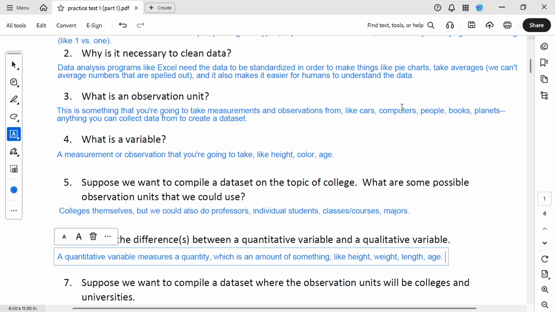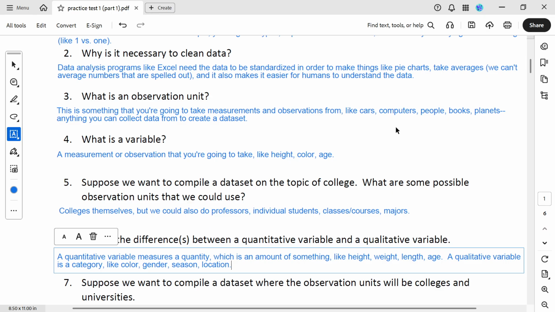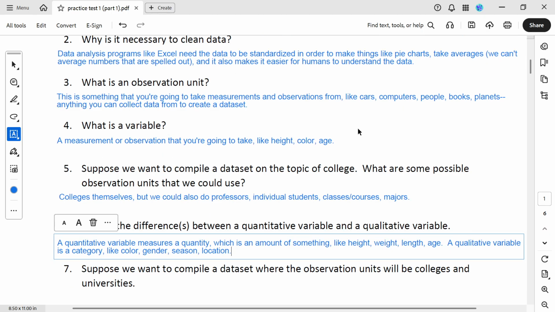Yeah, things like this. So a qualitative variable is a category, or it categorizes our units, like color, gender, season, like everybody's favorite season, location, things like that. Okay, so basically the answers are going to be like words.